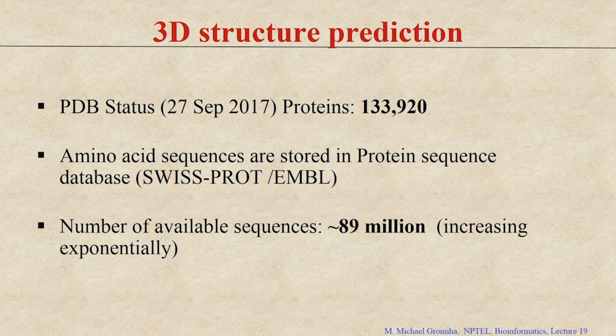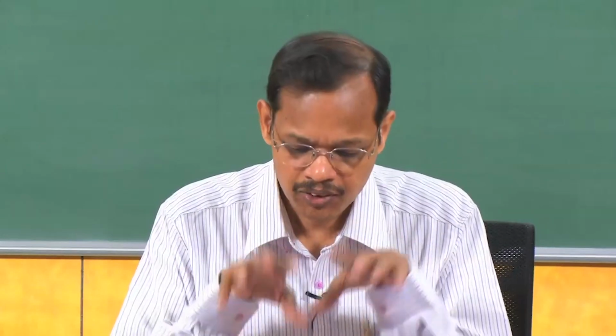When we look into the availability of 3D structures in the Protein Data Bank, at the moment we have around 133,000 structures. On the other hand, the available information regarding protein sequences is in which database? The UniProt database. Currently it has about 89 million sequences. So if you compare the availability of amino acid sequences and structures, available sequences are about 700 fold more than the structures.